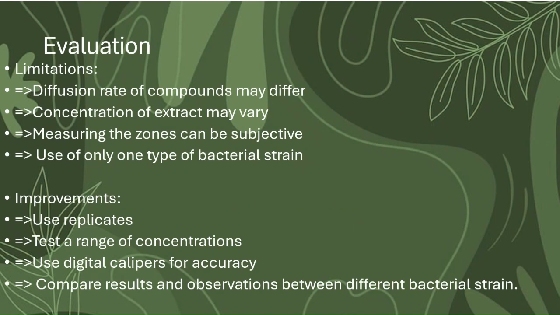So some evaluation points that you can observe is that there are some limitations in this practical. For example, the diffusion rate of the compounds may differ, the concentration of the extract may vary, and measuring the zones can be subjective. So your idea of the diameter could be different from someone else. Use of only one type of bacterial strain is also another limitation, as you can get a completely different set of results with a completely different bacterial strain.